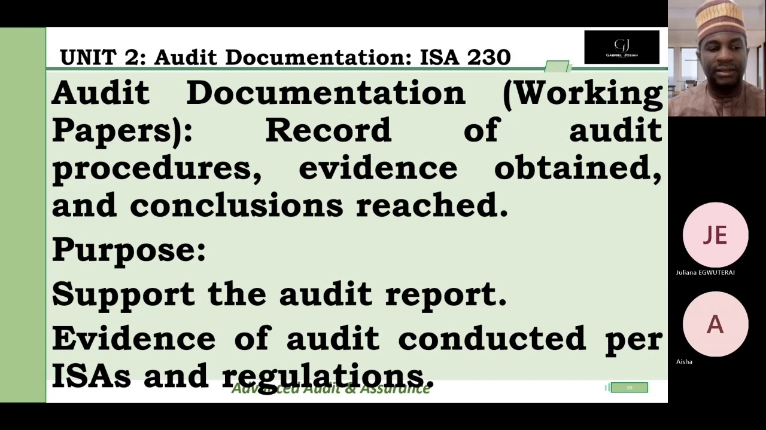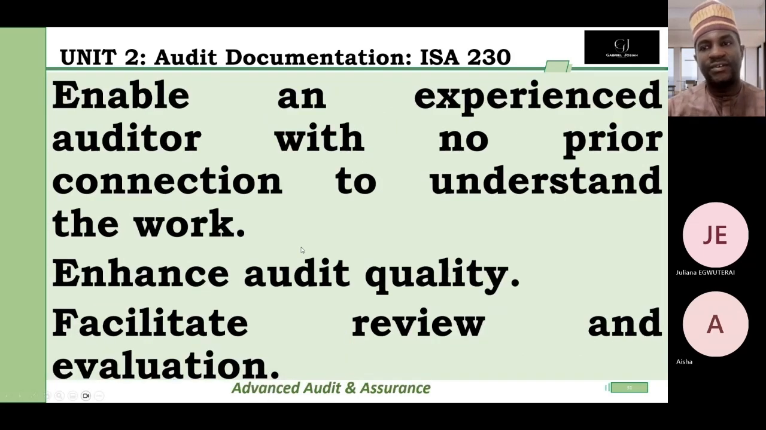Evidence of audits conducted per international audit standards and regulations. So your evidence and your working papers must be standardized based on ISAs, not just local standards or global best practice. The ISAs must be followed. So supporting the audit report, the evidence of the audit conducted by ISAs and regulations must be fostered. This is very important. It enables an experienced auditor with no prior connection to understand the work. So when somebody picks your work to evaluate, to learn from, or even to review, based on those standards globally, you should be able to connect to that work and understand it.